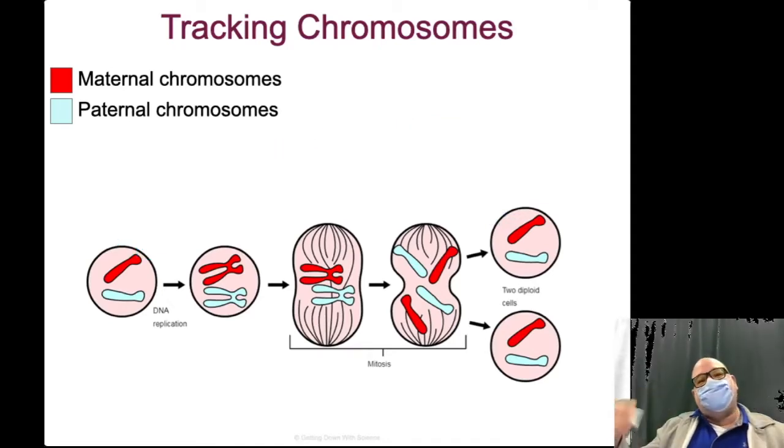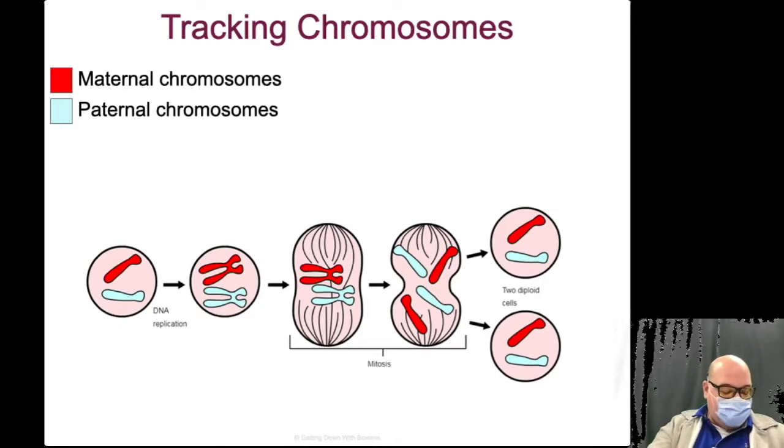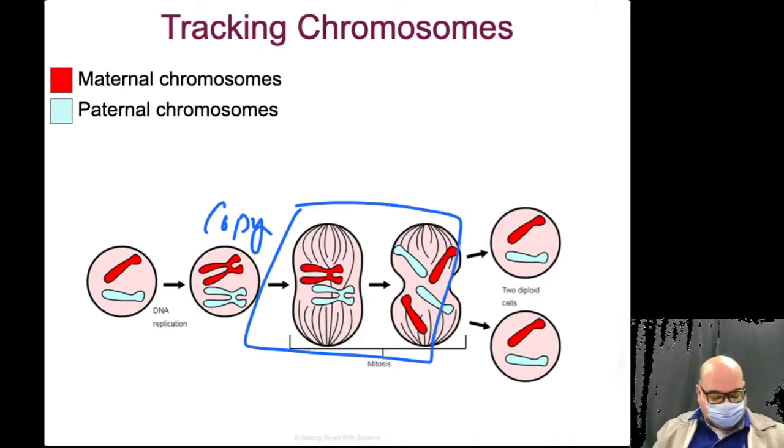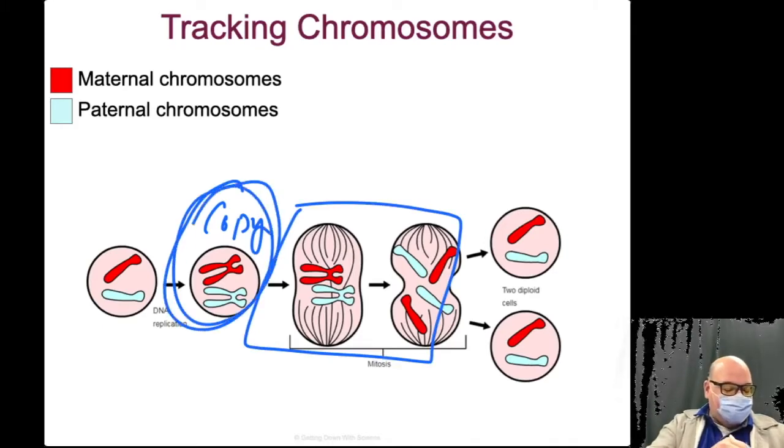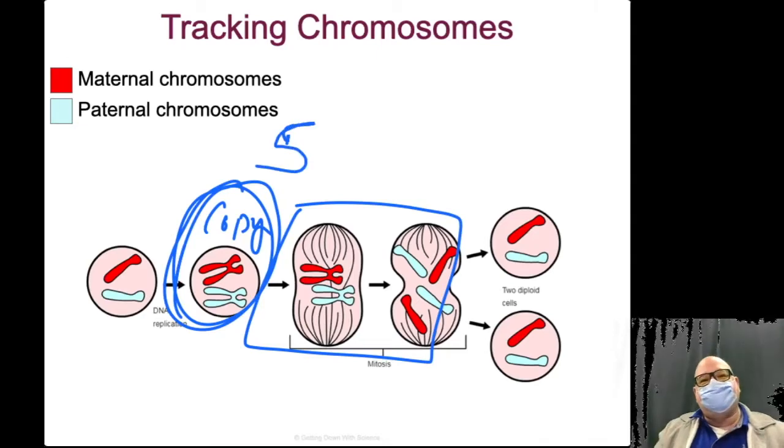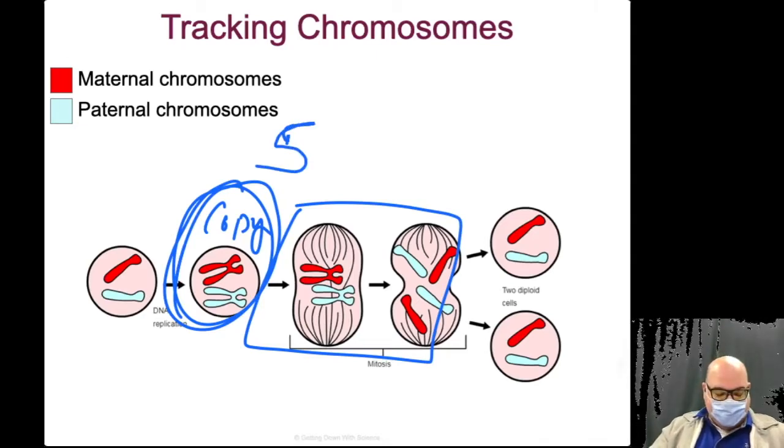To get two copies, you have to make a copy. So right here, we got our copy. Then we're going to put things in the right spot right here. What phase does this happen in? That's S phase, DNA synthesis.